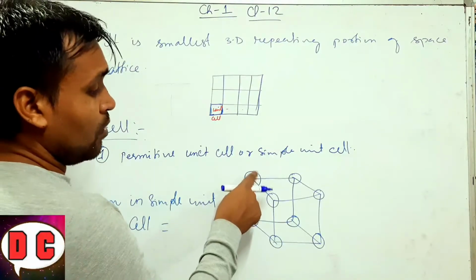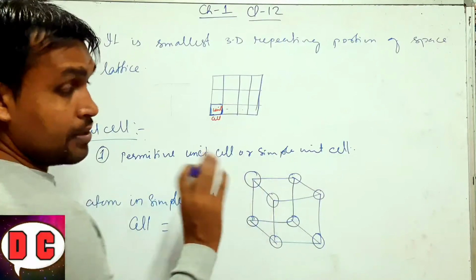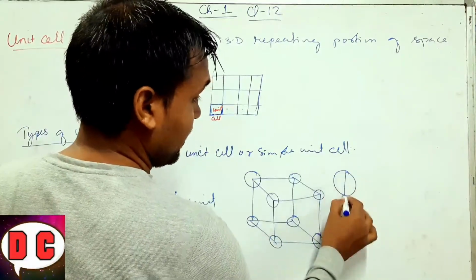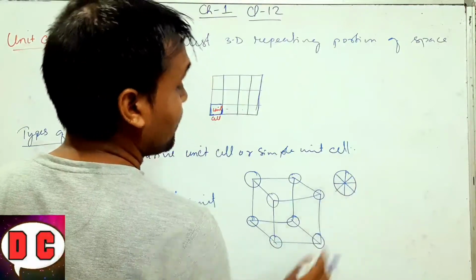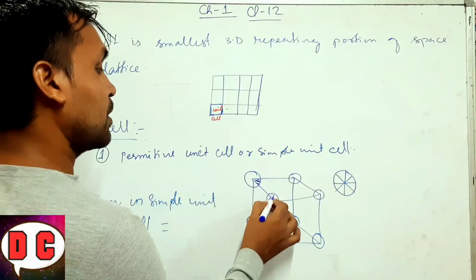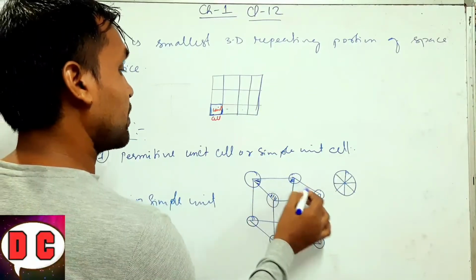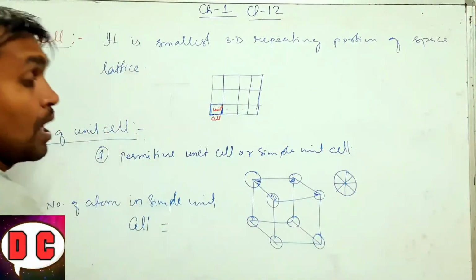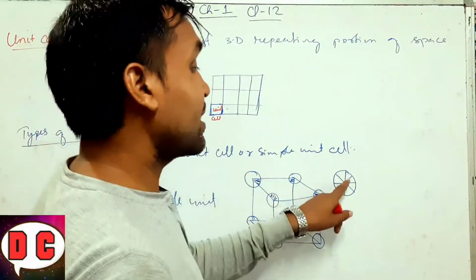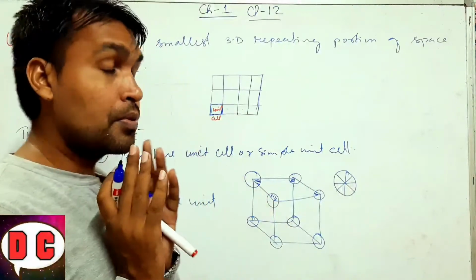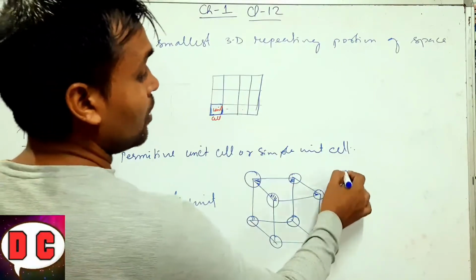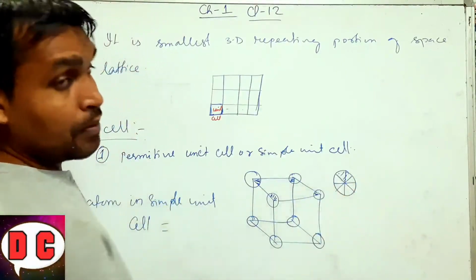See, it looks like the whole constituent particle is inside. It's not like that. This spherical surface is divided into 8 parts. Out of those 8 parts, only one part is inside the cube. Here also only one part is inside the cube, and the remaining portions of the sphere are outside the cube. That means the remaining 7 parts do not contribute anything to this cube. Only one part of the sphere will contribute.